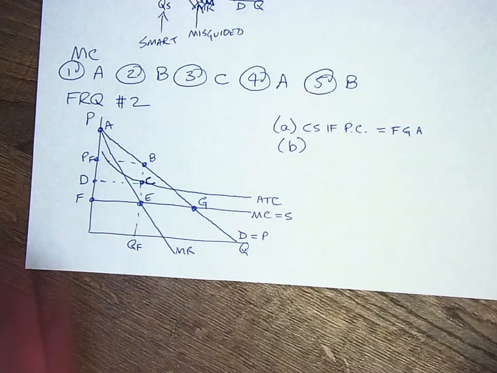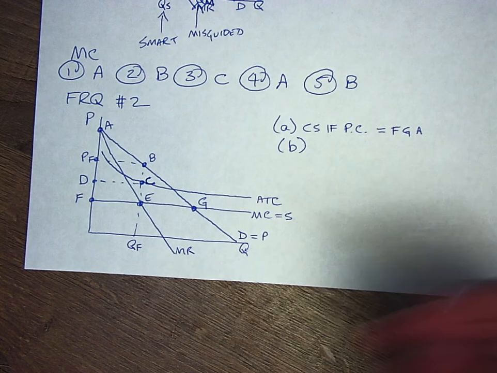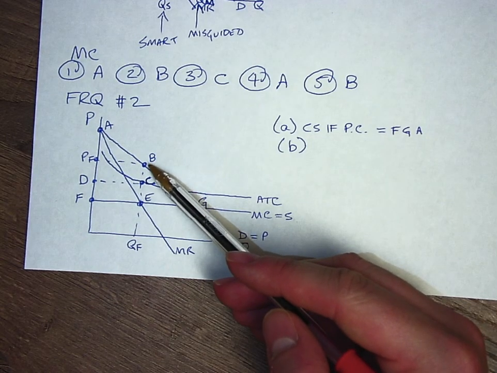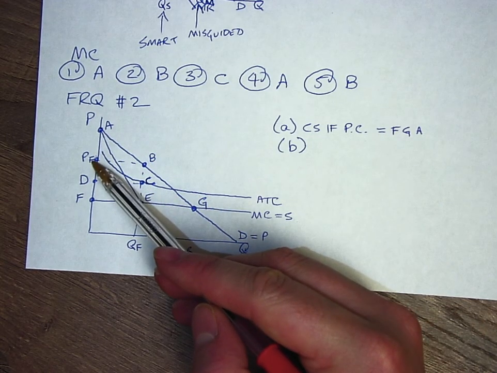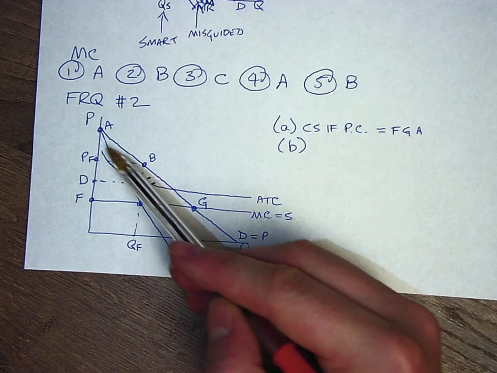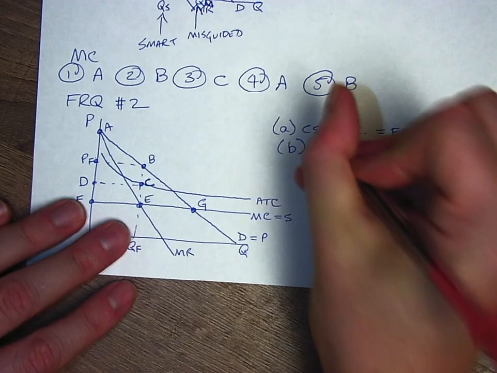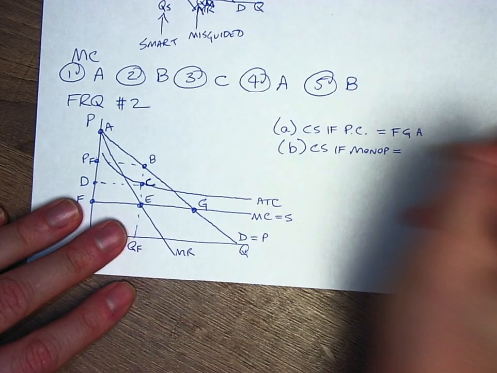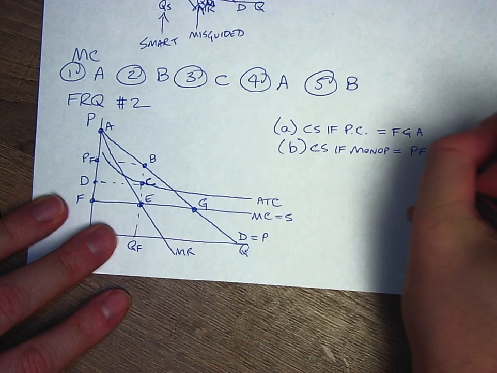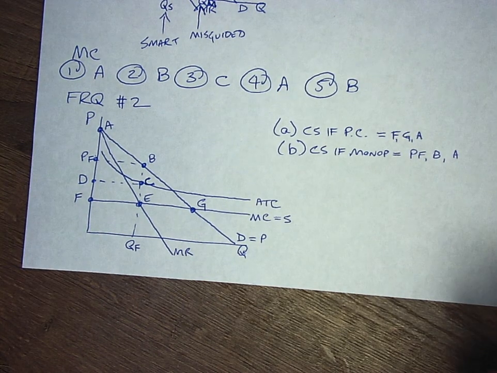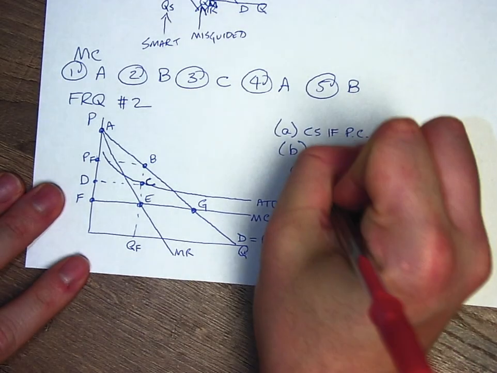Part B, consumer surplus with the monopoly. Well, if it's a monopoly, then it's at QF, and the price at QF is PF right here. So the consumer surplus is PF to B, and then up along the demand curve to A. So consumer surplus with the monopoly would be PF to B to A. That smaller triangle.